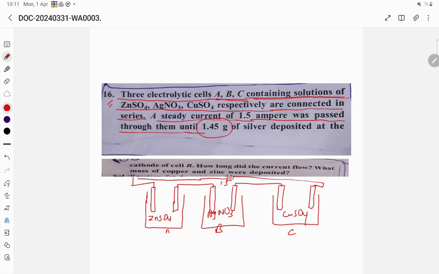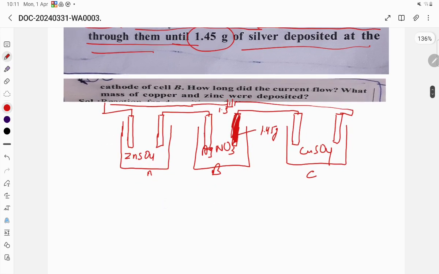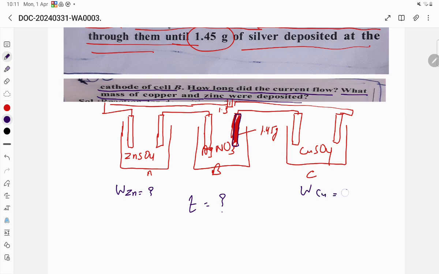Then how much silver is deposited here? You see, at this place silver is deposited. How much? 1.45 gram. This much silver is deposited at the cathode of cell B. Now the question: how long did the current flow? Next, what mass of copper and zinc were deposited? So they are asking for WZn, and WCu, and the time also, students, right?